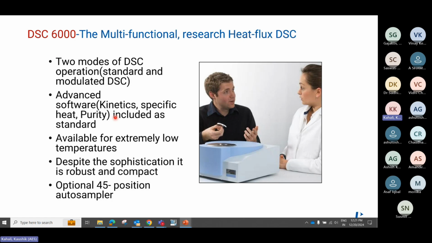So there you can define the exact cooling rate, that is 10 degrees or 20 degrees, and accordingly it will work. Despite the sophistication, it is robust and compact, and we have hundreds of installations globally of this DSC 6000 model. And there is an optional 45-position autosampler, which is also installed here in your laboratory, for unattended operation of the system. Now you don't need to load every sample manually, so you can program the method and put the samples, and one by one it can do the analysis.